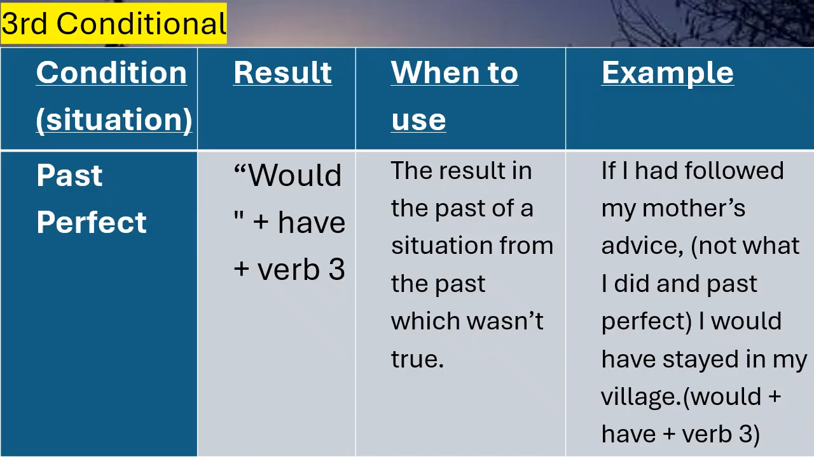So for example, if I had followed my mother's advice, which is not what I did, so it's not a true situation, and it's past perfect, I had followed, I would have stayed in my village. Would plus have plus stayed, verb 3.